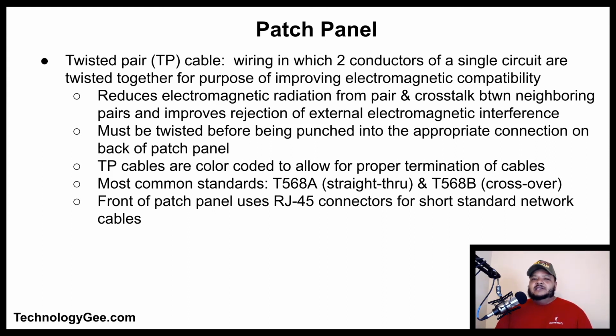Twisted pair cables must be untwisted before being punched into the appropriate connection on the back of a patch panel. Twisted pair cables are color-coded to allow for the proper termination of the cables. The most common standards for color coding are known as T568A, or straight through, and T568B, or crossover. The front of the patch panel uses RJ45 connectors for short standard network cables.